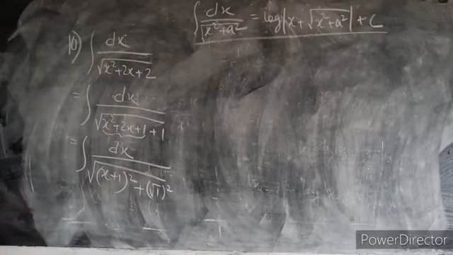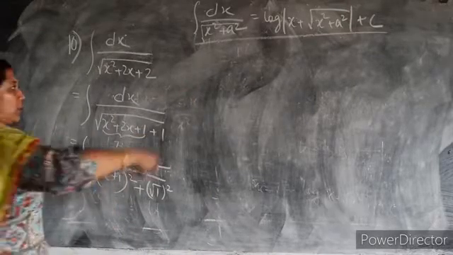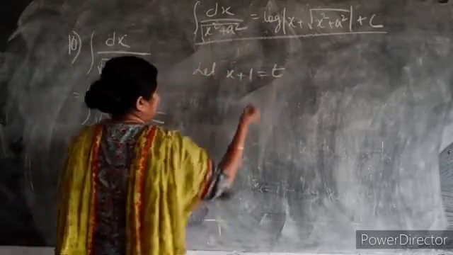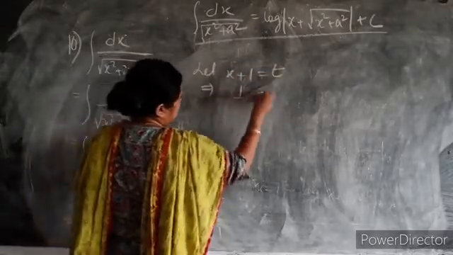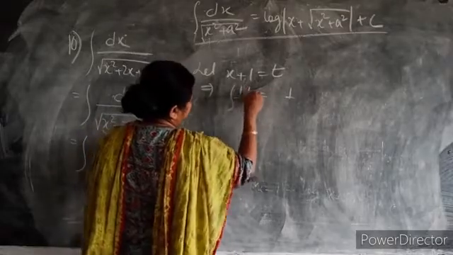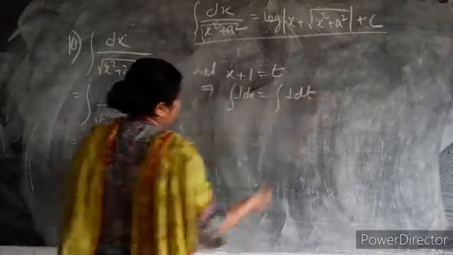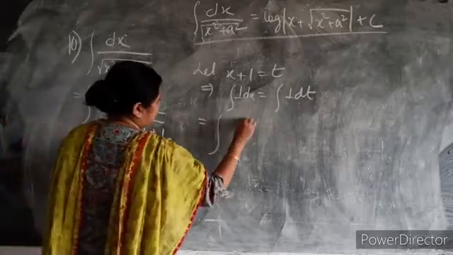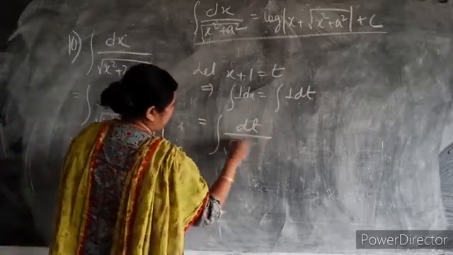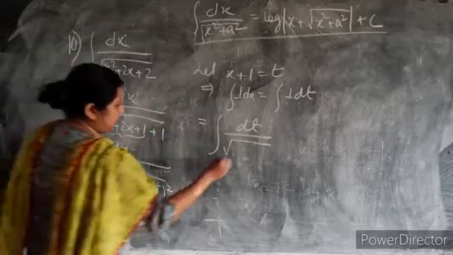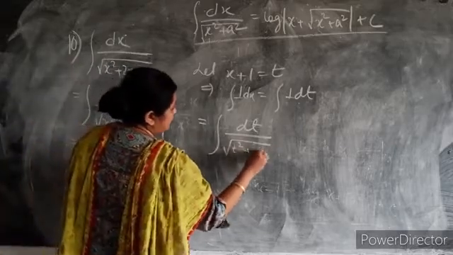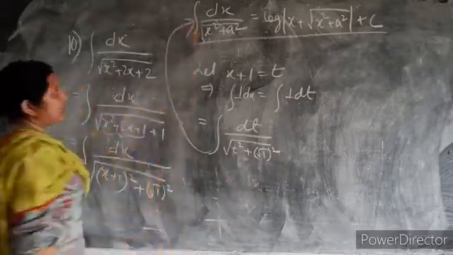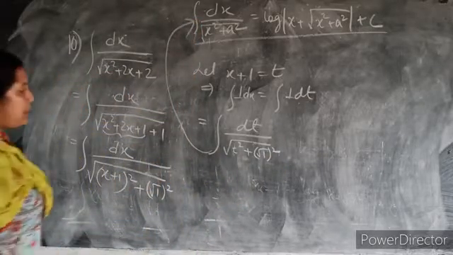But here, since your term is with x plus 1, what I can do is let x plus 1 equal to t. So dx will be dt. When I take integration, it will be dt. Okay, so now I can substitute. Integration dt upon root over t square plus 1 square. So now it is coming exactly like the formula, that is root over x square plus a square.